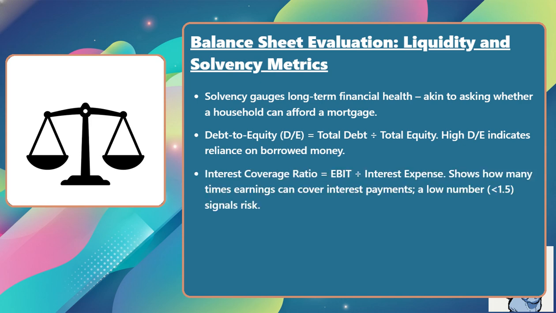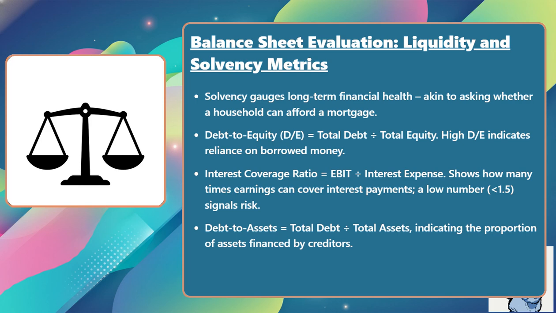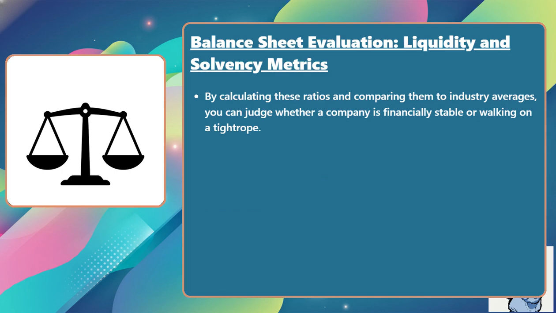Interest coverage ratio equals earnings before interest and taxes divided by interest expense. It shows how many times earnings can cover interest payments. A low number, less than 1.5, signals risk. Debt to assets equals total debt divided by total assets, indicating the proportion of assets financed by creditors. By calculating these ratios and comparing them to industry averages, you can judge whether a company is financially stable or walking on a tightrope.